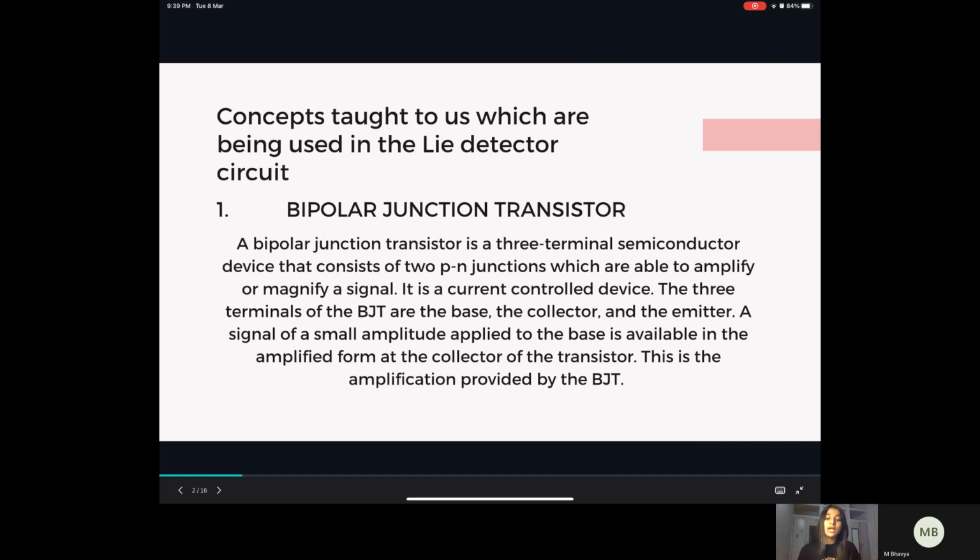The first being the bipolar junction transistor, which is a three-terminal semiconductor device that consists of two p-n junctions and is able to magnify or amplify a signal. It is a current-controlled device. The three terminals of the BJT are the base, the collector, and the emitter. A signal of small amplitude is applied to the base and it is available in the amplified form at the collector of the transistor.